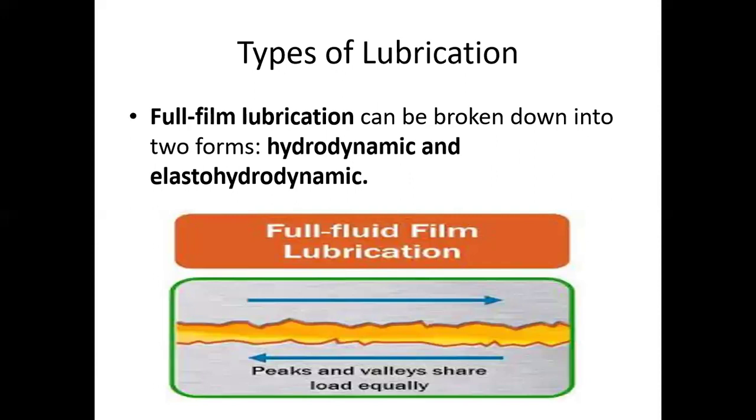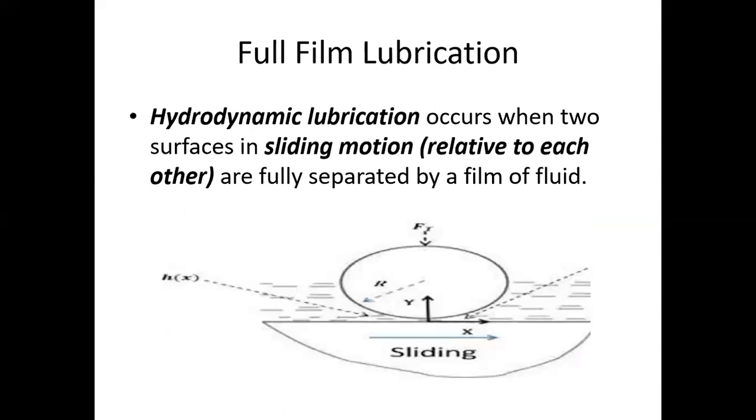These are the different types of lubrication. The first type is full film lubrication. This can be broken down into two forms, the hydrodynamic and the elastohydrodynamic. But let's first examine the image in this slide. We can see here that the two surfaces are not totally in contact with one another. There are small gaps between the surfaces. Thus, this is called full film lubrication.